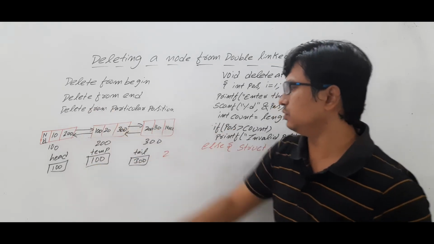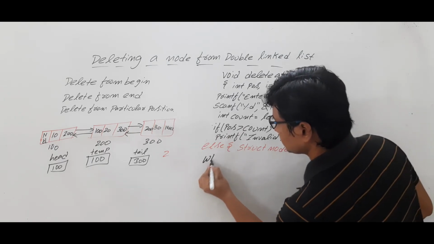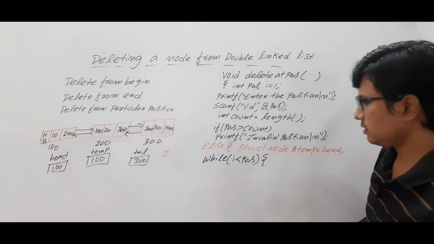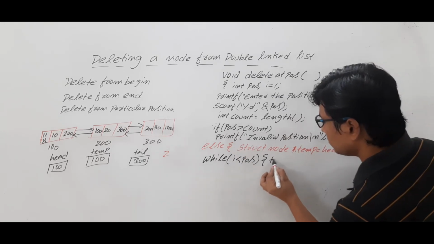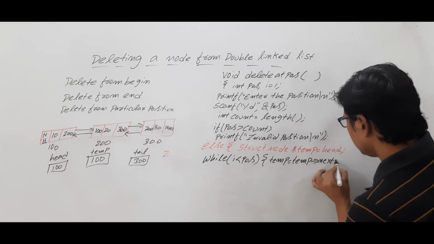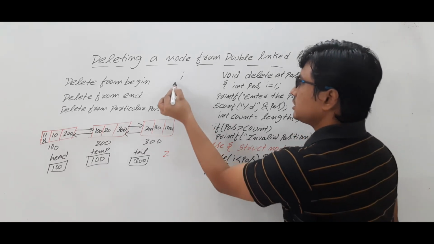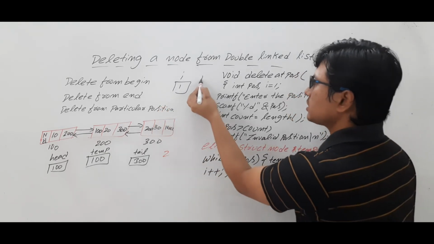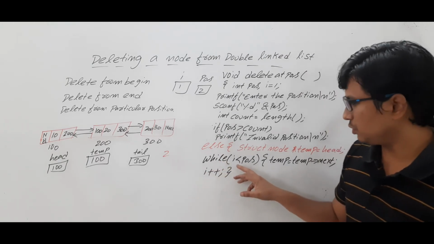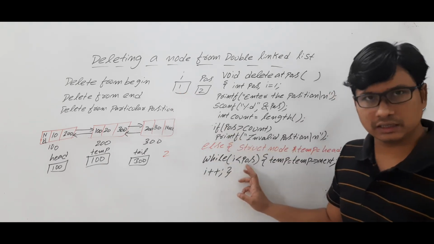If he wants to delete this node, what we will do is: while I less than position, temp is equal to temp of next, then I plus plus. Look at what will happen. The I value is initially 1. The position the user has entered is 2. Now look at the condition. This is a while loop, so you have a condition and a set of statements. Now 1 is less than 2. Yes, correct.